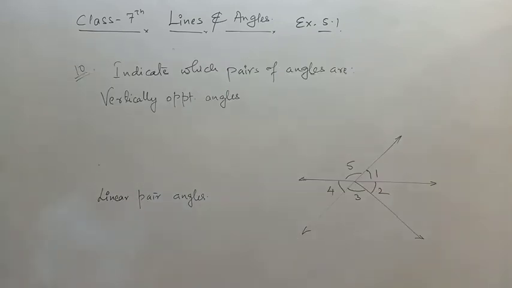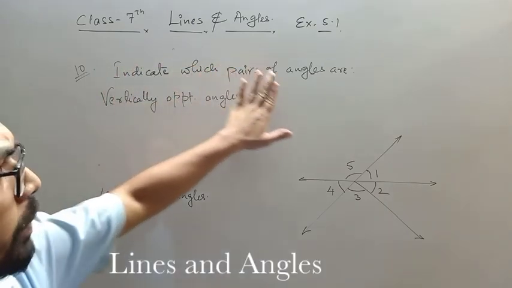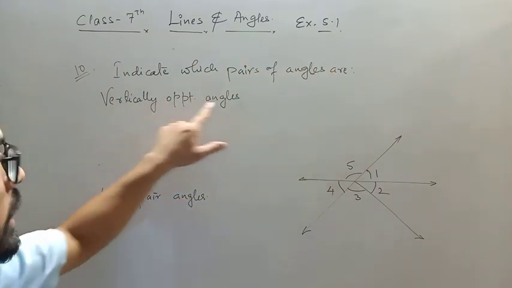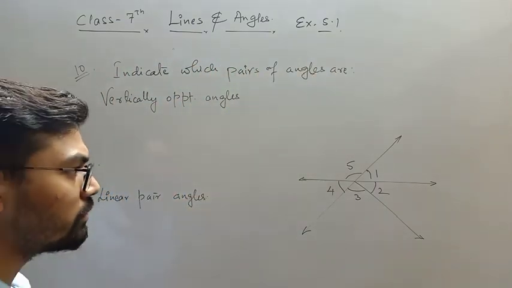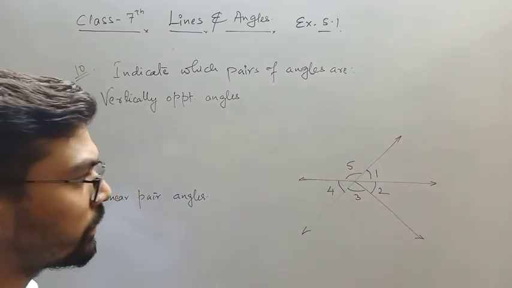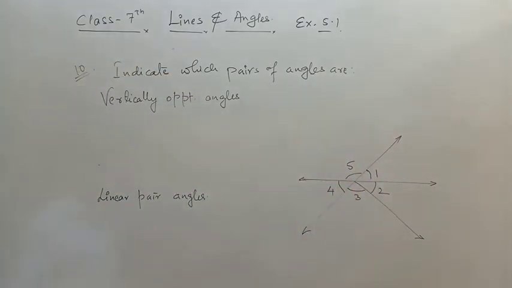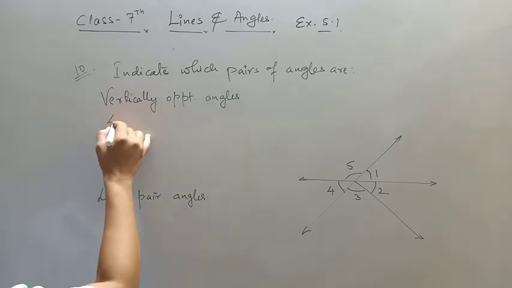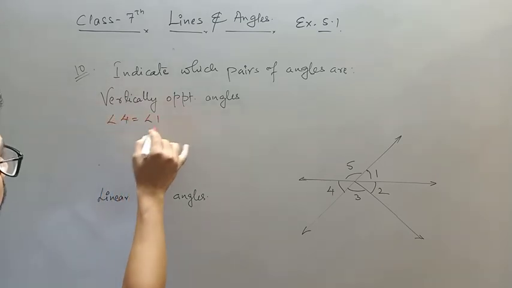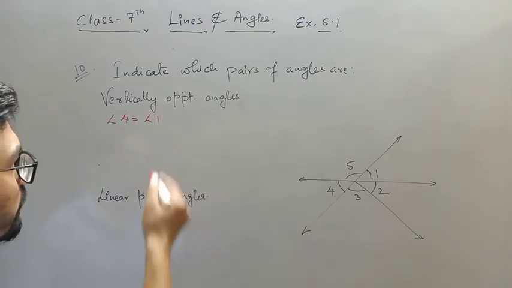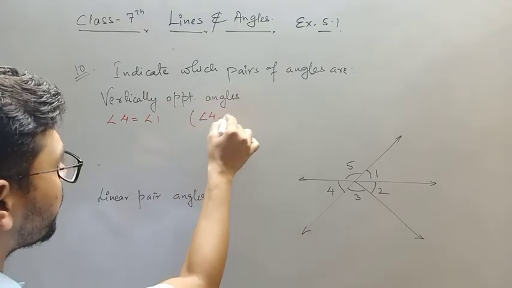Now this is the last question for the day. The question says: indicate which pair of angles are vertically opposite angles. So this diagram is given to you. On that basis, you can say angle 4 is equal to angle 1, right? Angle 4 is equal to angle 1. These are vertically opposite angles, or you can say this is a pair.